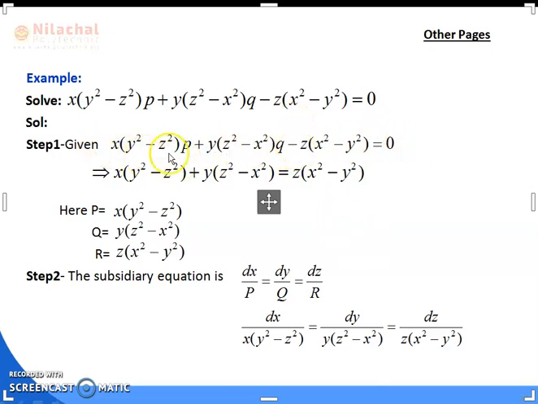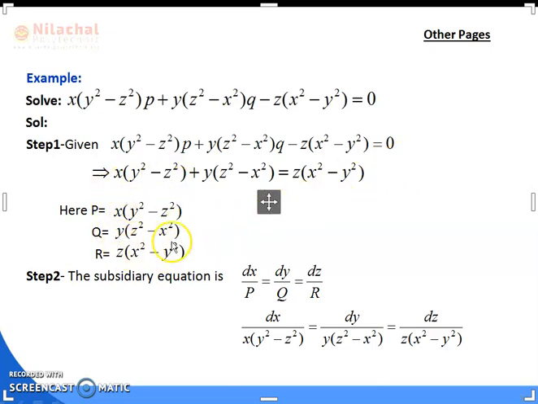This is not in the format of P p plus Q q equal to R. So you have to write it in our format: x into y square minus z square p plus y into z square minus x square into q equal to, this term goes to the right hand side, z into x square minus y square. Here p and q must be written, by mistake it is not there. Here capital P equals x into y square minus z square. Capital Q is y into z square minus x square. Capital R is z into x square minus y square.